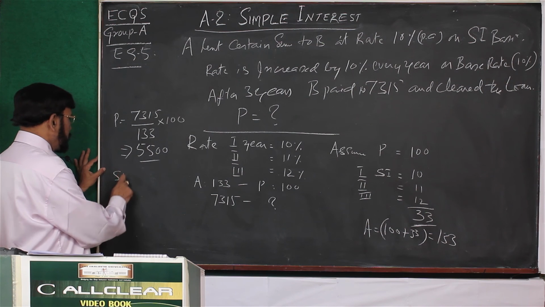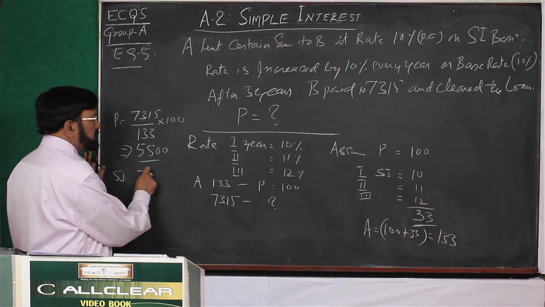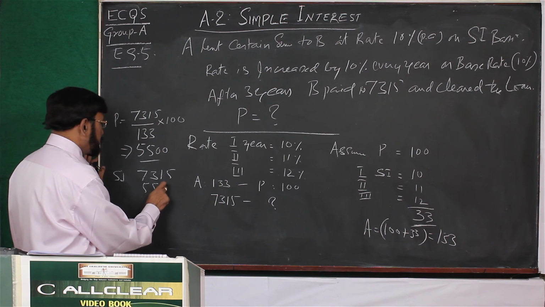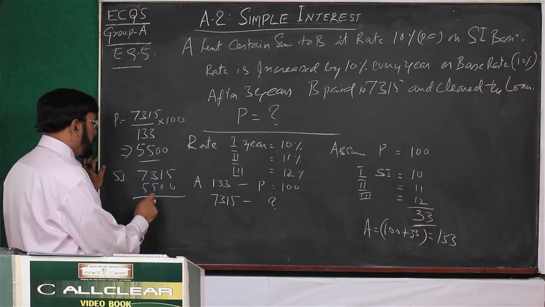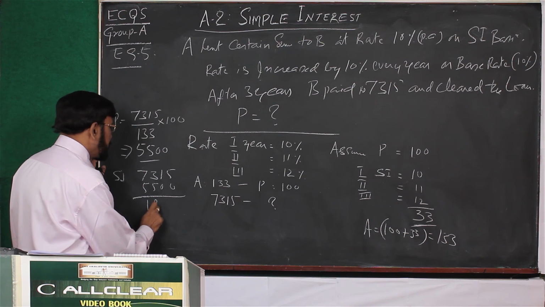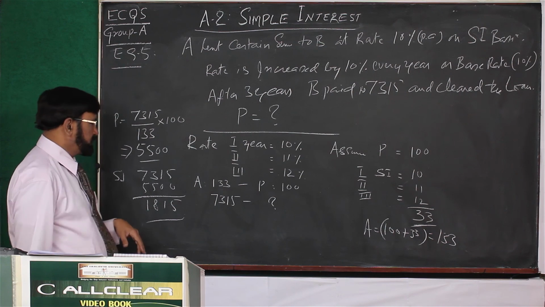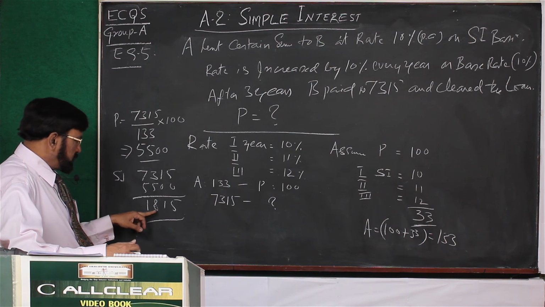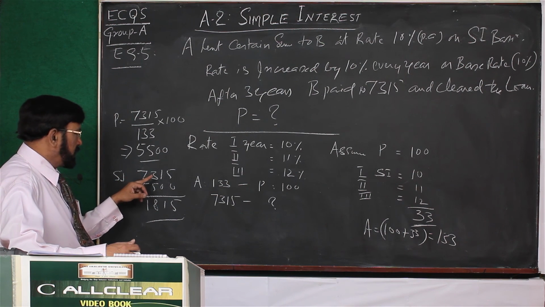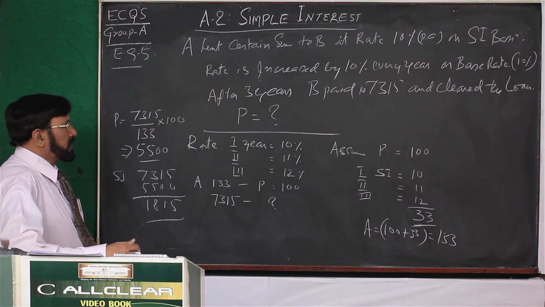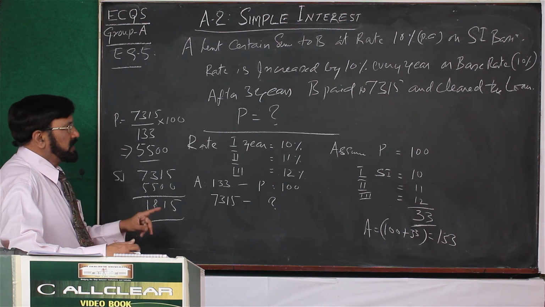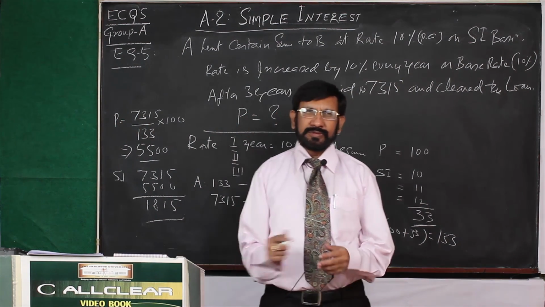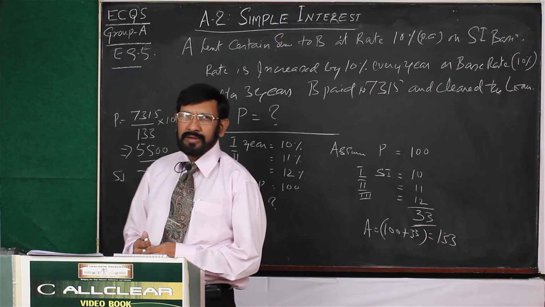So, if you want to calculate the simple interest, then 7,315 minus 5,500, it comes 1,815 is the simple interest. P is 5,500 and simple interest is 1,815, amount is 7,315, and time is 3 years, and rate is 10% first year, 11% second year, and third year 12%.